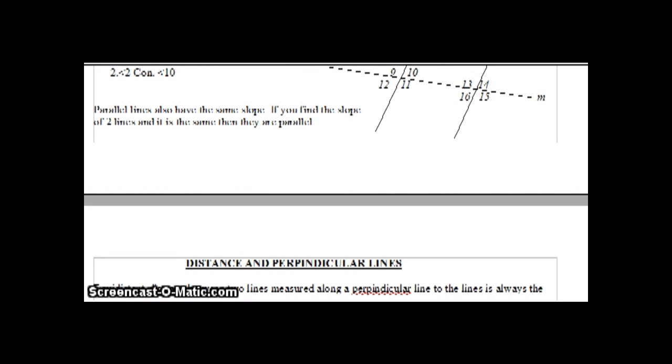Prove that lines A and B are parallel. You are given that angle 2 is congruent to angle 8. Because they are alternate interior angles and they are congruent, A and B have to be parallel. Next, you are given that angle 2 is congruent to angle 10. Lines L and M are parallel because 2 and 10 are corresponding angles. Parallel lines also have the same slope. If you find the slope of two lines and it is the same, then they are parallel.